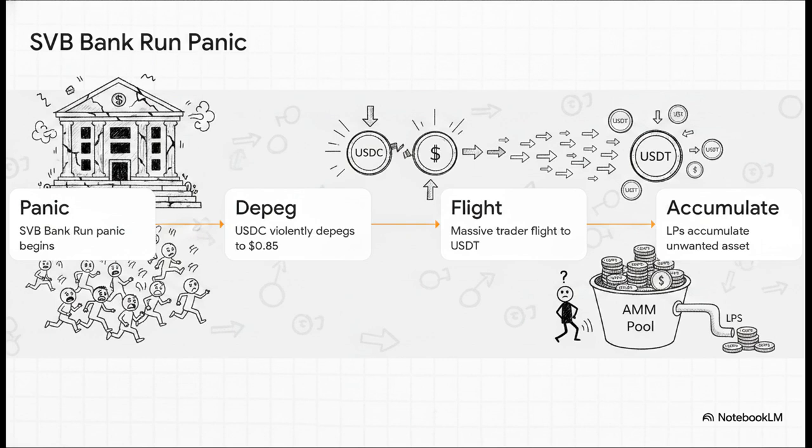Instantly, traders panicked and fled, dumping their USDC into the perceived safety of USDT. Now, if you're a liquidity provider in one of these multi-coin pools, the automated math doesn't understand panic. It blindly follows the curve. So, as the market dumps USDC, the AMM forces you, the liquidity provider, to be the buyer of last resort. You accumulate the plummeting asset while the pool gets drained of all the valuable USDT. These supposedly correlated assets actually anti-correlated in a panic.